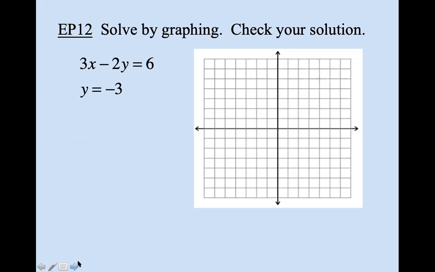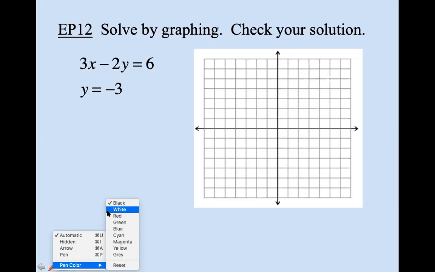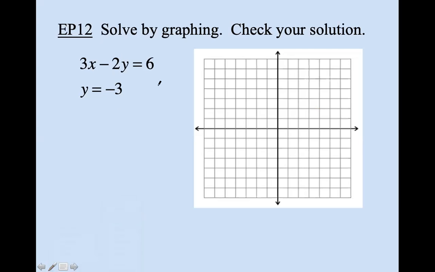All right, let's try another one. This time it says solve by graphing, check your solution. Now, a couple different ways I can approach this first equation. The second one, I'll actually start there. I'm going to go red for this one. So this y equals negative 3. This is a horizontal line. All right, so I start at negative 3. I'm going to do my best to draw a nice horizontal line.